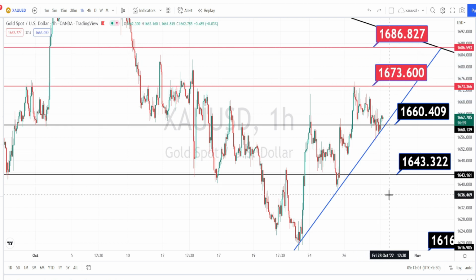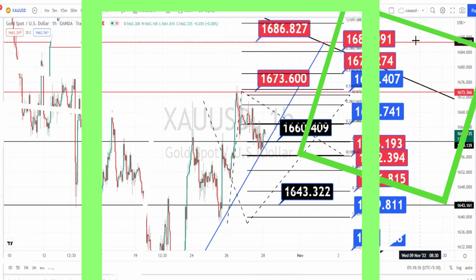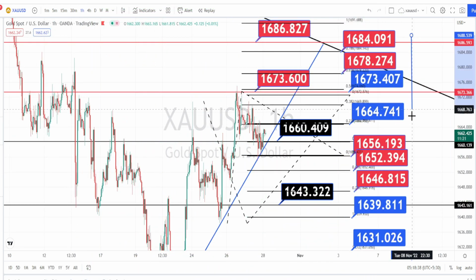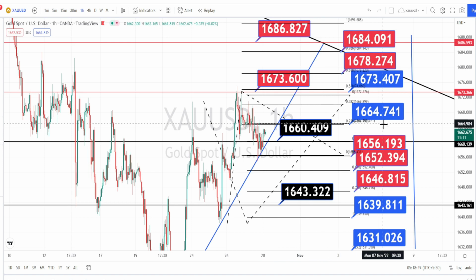Let us mark the support and resistance levels. The values within these red color and blue color boxes are the resistance and support levels for the current price action in the hourly time frame. Currently the price action is trading between the resistance level of 1664 and the support level of 1656.